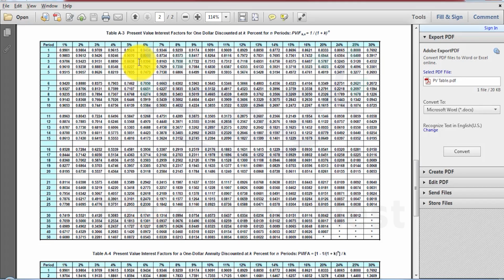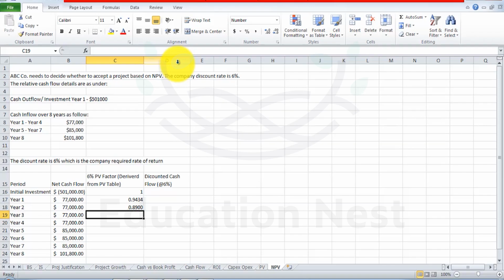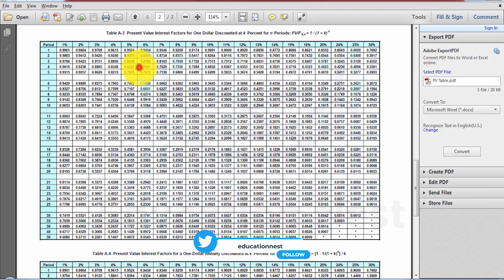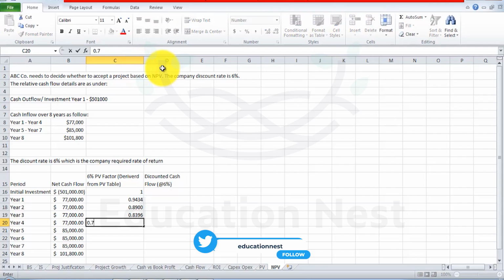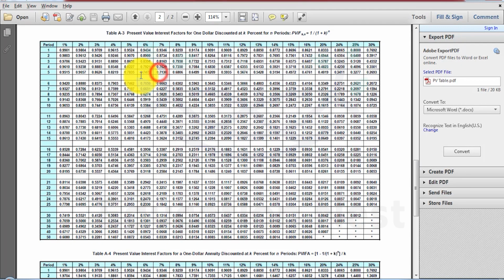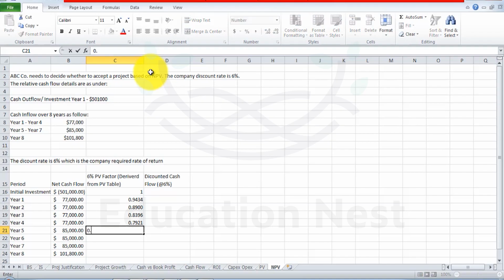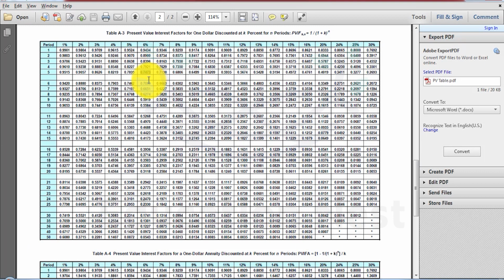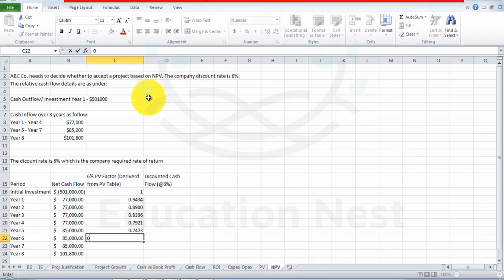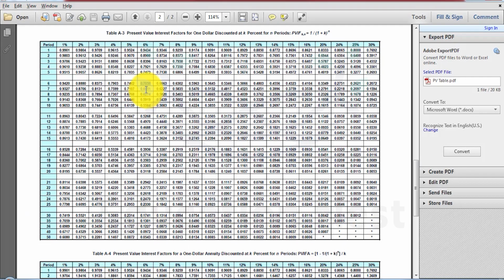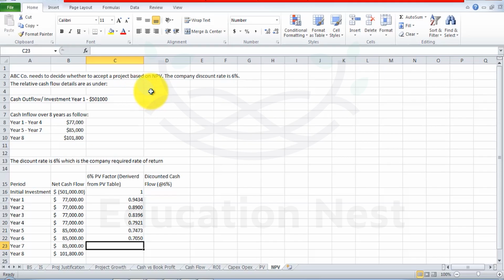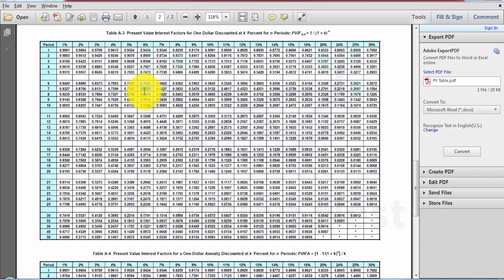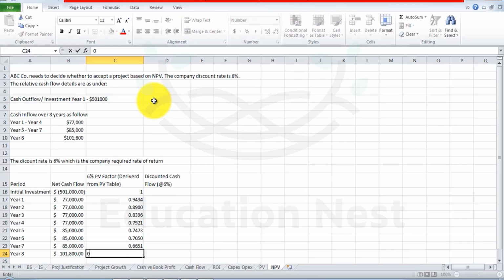For the third year, it's going to be 0.8396. For the fourth year, it's going to be 0.7921. For the fifth year, it's going to be 0.7473. For the sixth year, the value of $1 is going to be 0.7050. Seventh year, it's going to be 0.6651. 0.6274 for the last year.